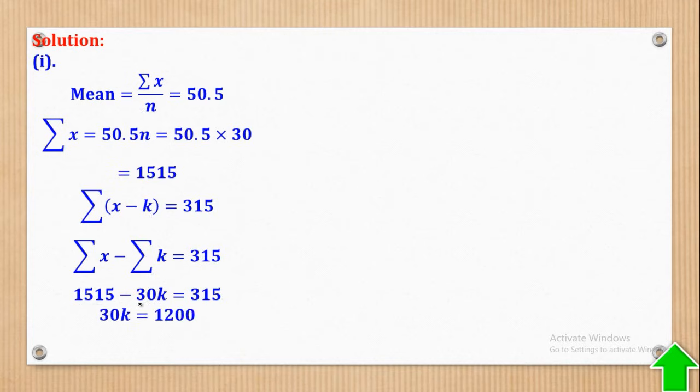Then my aim is to make k the subject, so I'll take this one this side and this one this side to come up with this. And when I make k the subject, k will be equal to 40. That was part (i). Then part (ii).